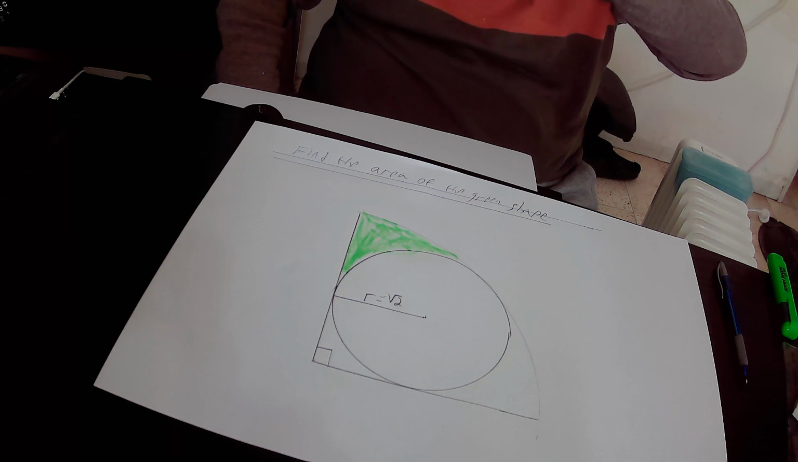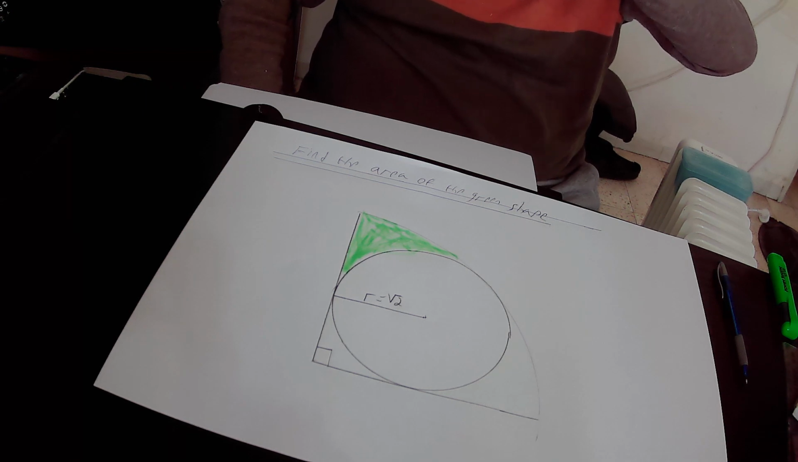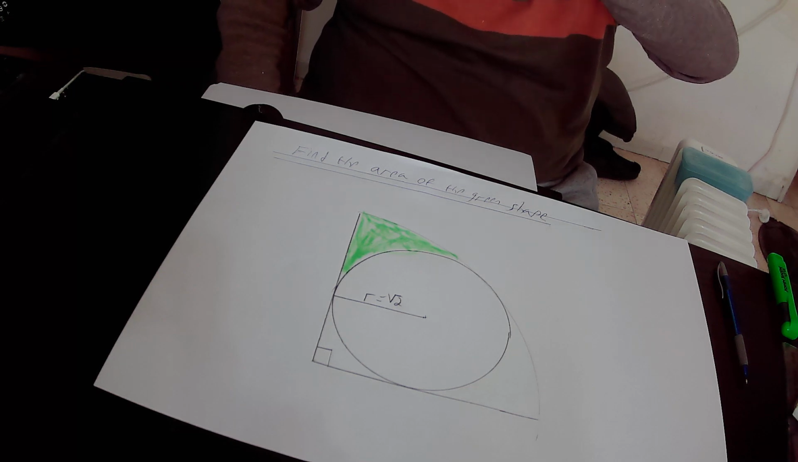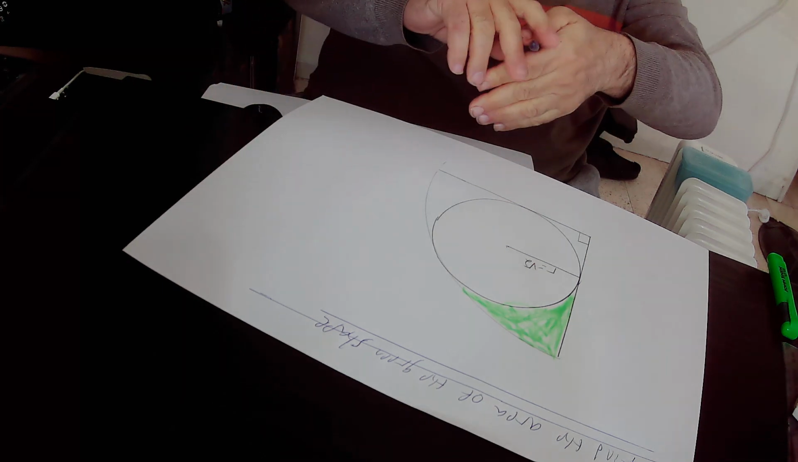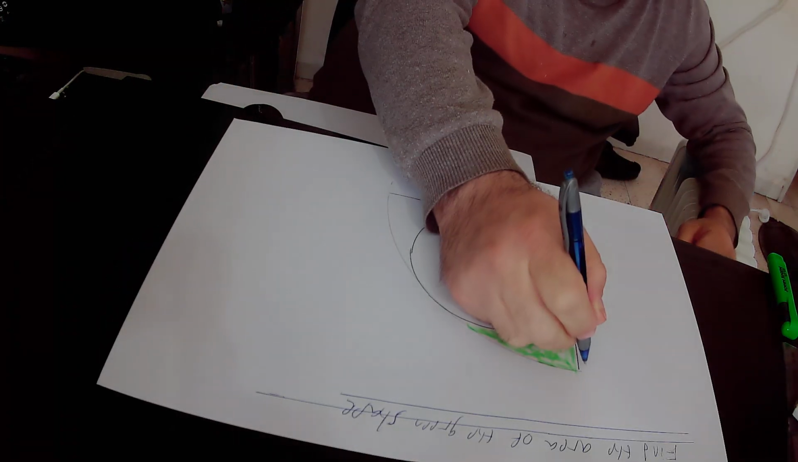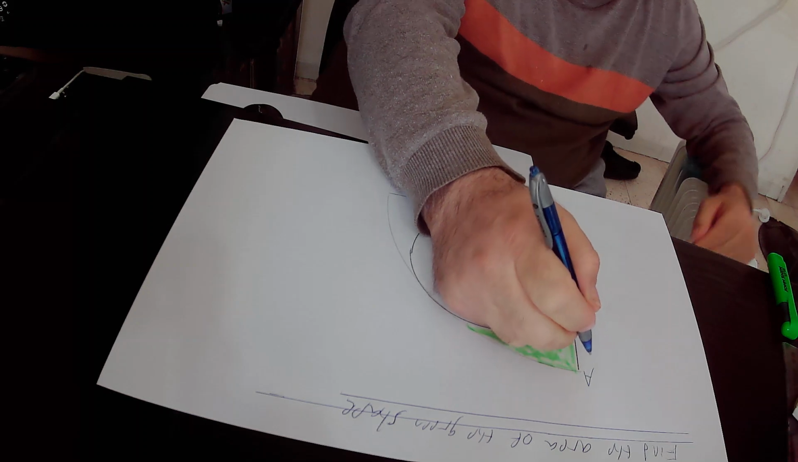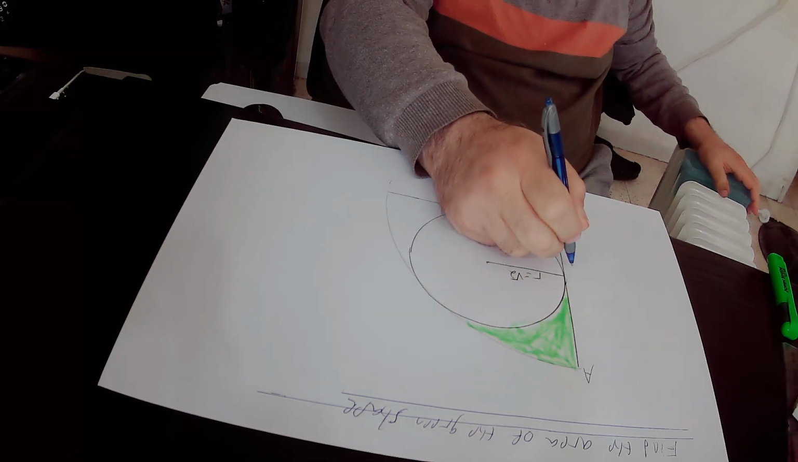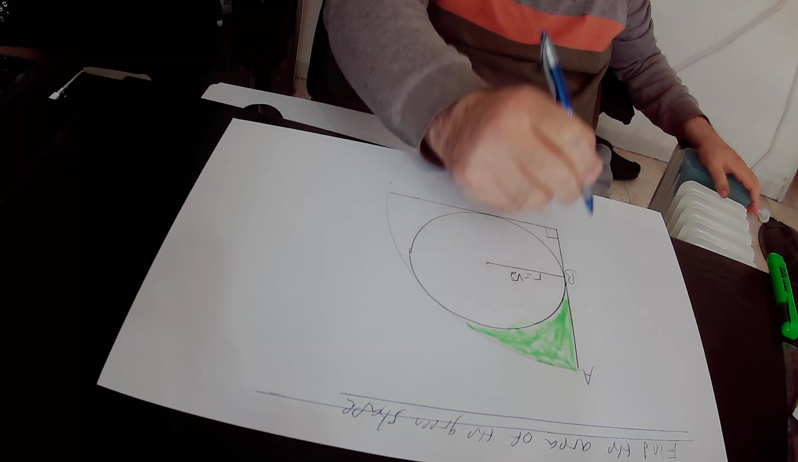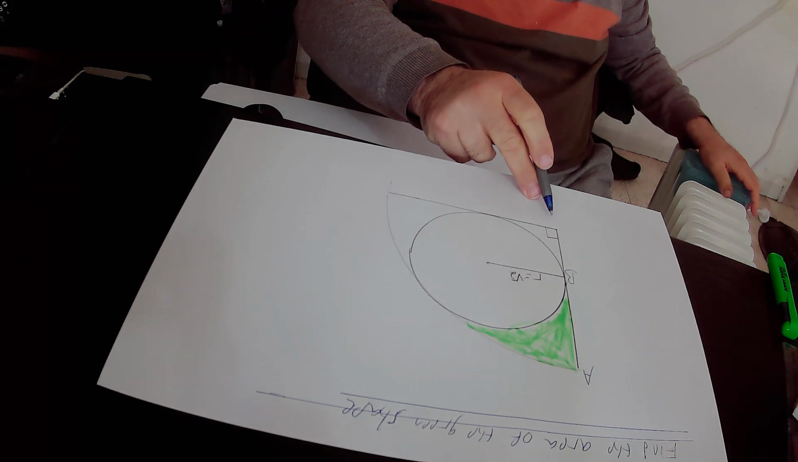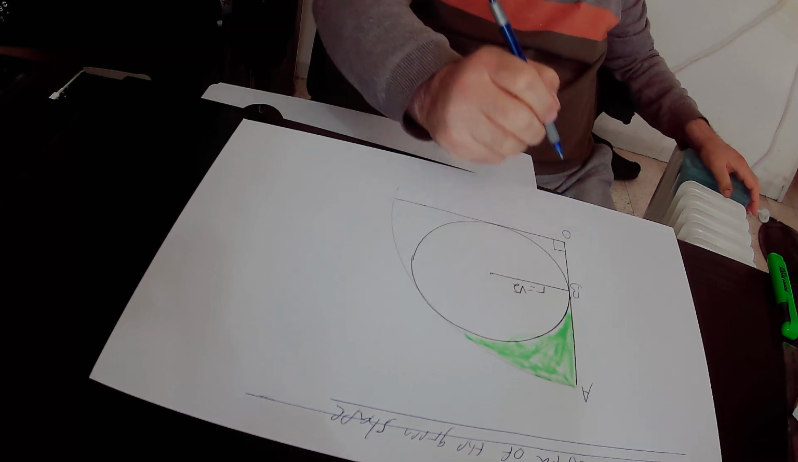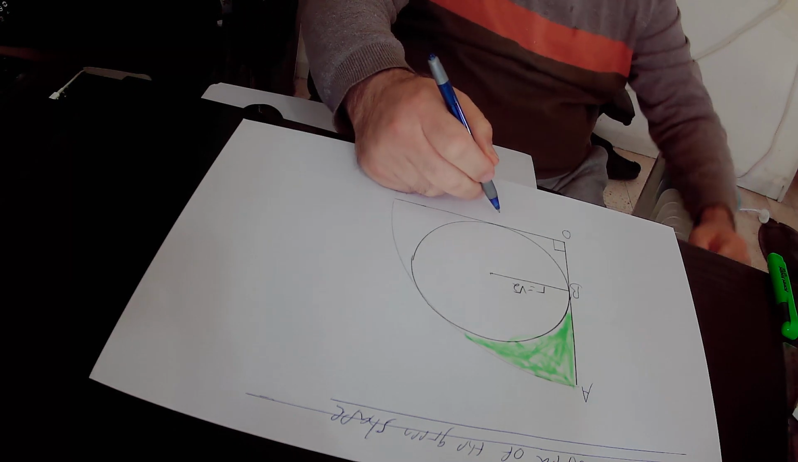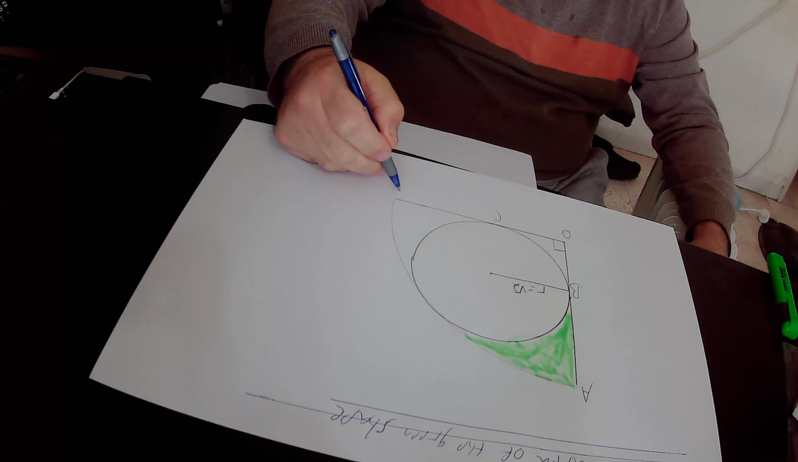So, first of all, we'll define the relevant points to this question. We'll define this point as point A. We'll define this point as point B. This is the center of the quarter circle. We'll define this point as O. We'll define this point as C. We'll define this point as D.